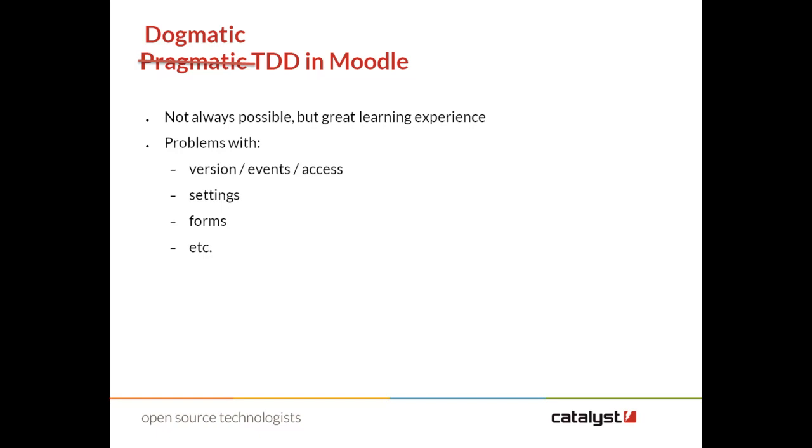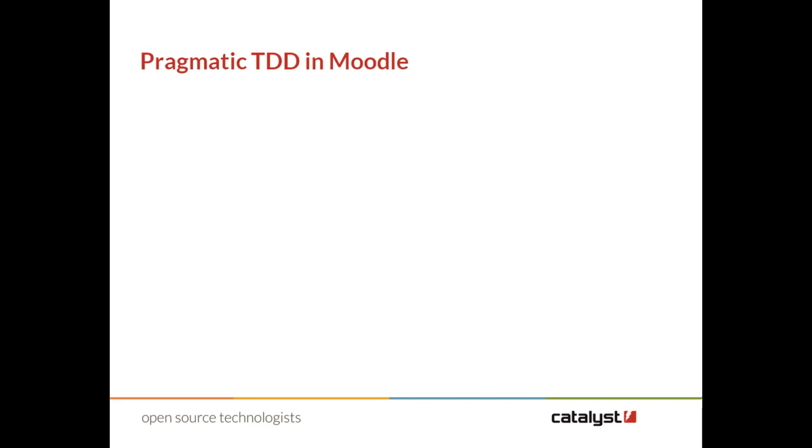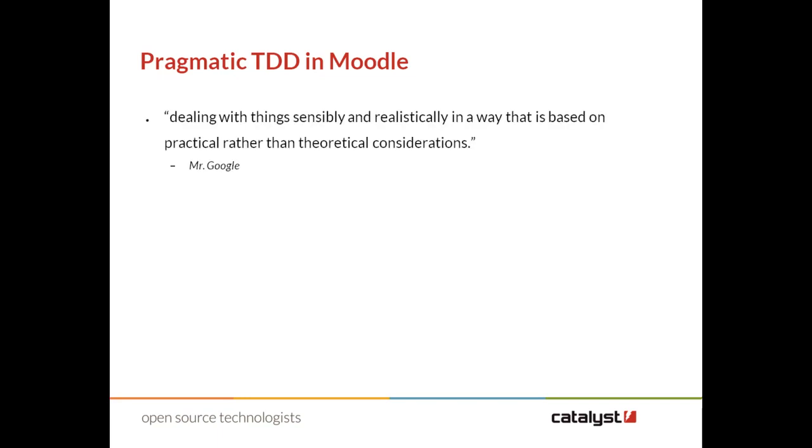However, some files may contain metadata such as version, events, or access, or extremely parameterized calls, and they may not benefit so much from writing 100% TDD style. In any case, when time allows it, be a little bit dogmatic as an exercise. That's how you're going to learn its deficiencies. Now, pragmatic means dealing with things sensibly and realistically, in a way that's based on practical rather than theoretical considerations. That means that a pragmatic developer will know better what and how to test.